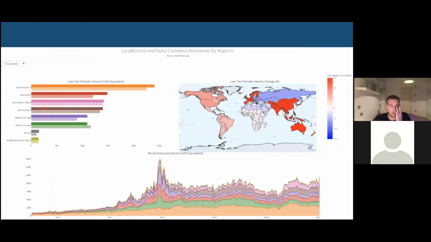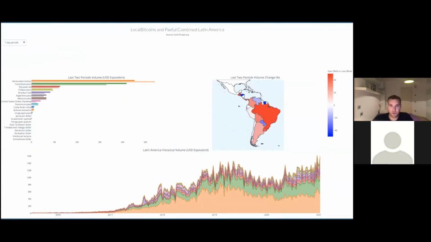If you clicked on one of those, you'd be brought to a page that looks like this, where you follow the volume trends over time. On this heat map, for example, Southeast Asia is having a strong volume week, while Eastern Europe is having a decline in volume during the week. You can see the scale of the volume per region here, all stacked on top of each other. You can also drill down on particular regions, so you can see all of the Latin American currencies trading. And the Venezuelan Bolivar is number 1 in Latin America.